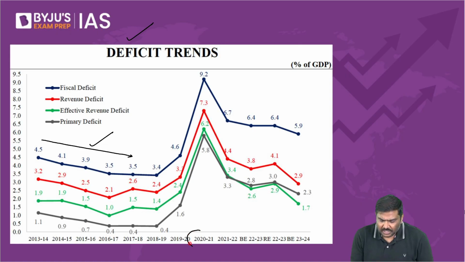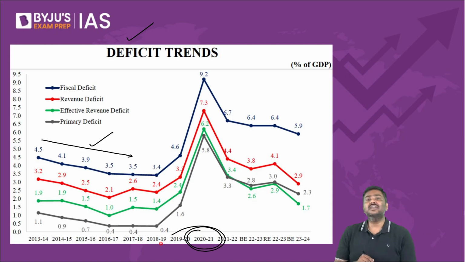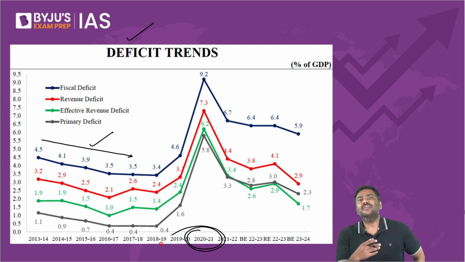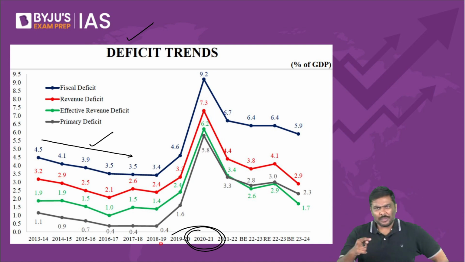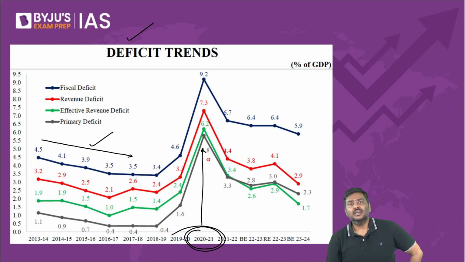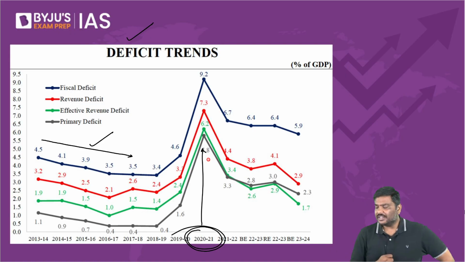But tell me, what do you think will happen when there is an event such as a pandemic? Do you think the government will be able to collect more income? No. But on the other side, the expenditure of the government will automatically start increasing. As a result of this, what will happen to the fiscal deficit? What will happen to the primary deficit? What will happen to the revenue deficit? All these deficits will start skyrocketing. And that is the reason it has increased.